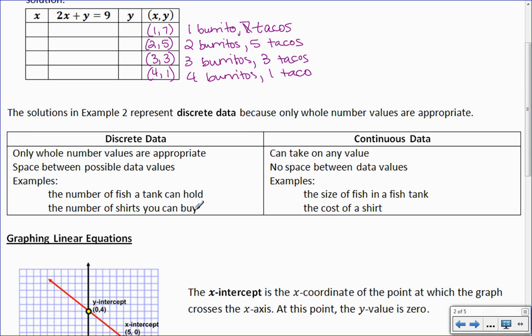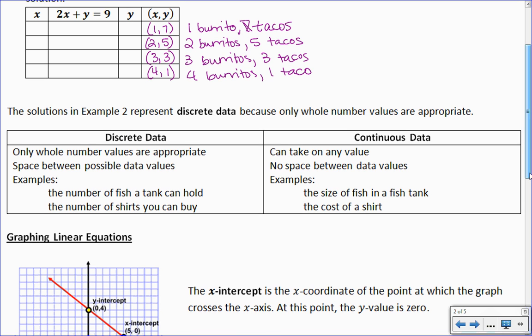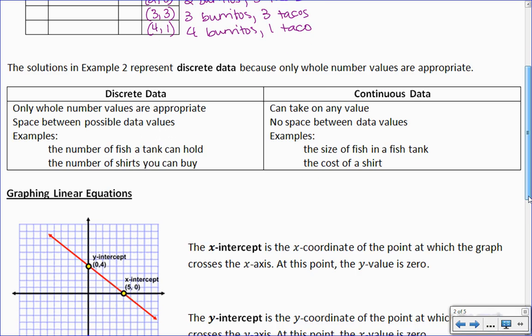Also, the number of shirts you can buy is another example of discrete data. You could buy 3 shirts, you could buy 4 shirts, you couldn't buy 3.8 shirts. But the cost of a shirt is continuous. That can take on any value, any dollar value. Okay.